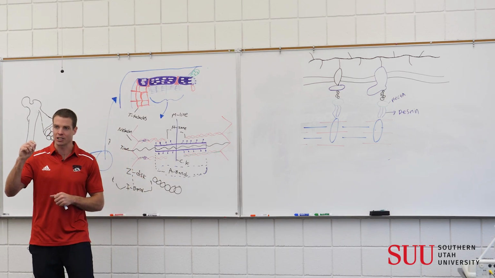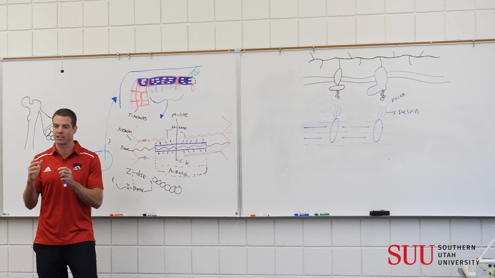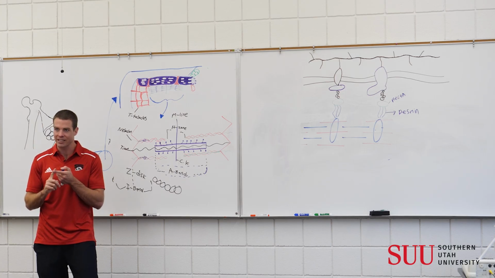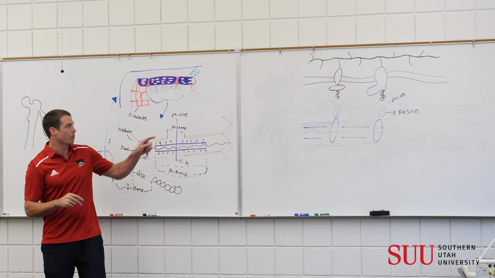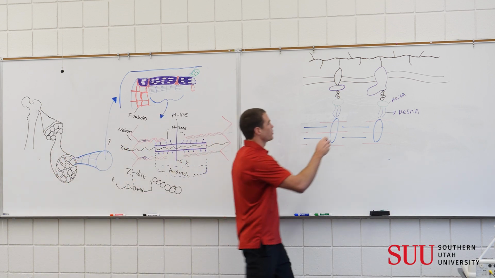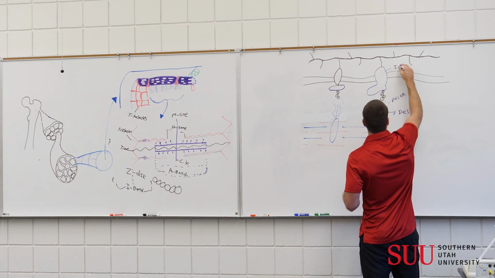So if we look at the costameric protein complex, there are two major complexes that I want you to look at. Number one is the integrin-associated protein complex, and the other is the dystrophin-associated protein complex. I wrote these over here. So we can say this one here is the integrin.